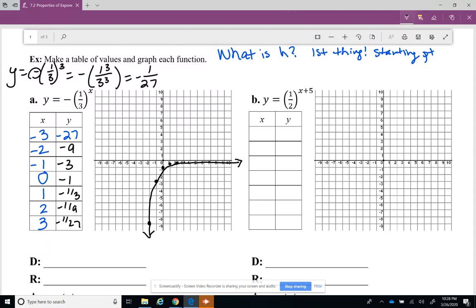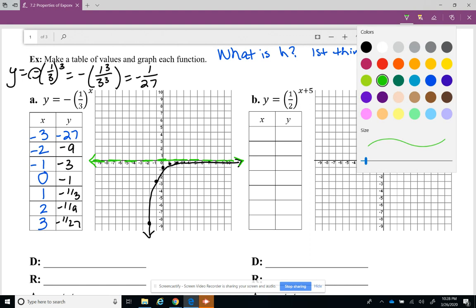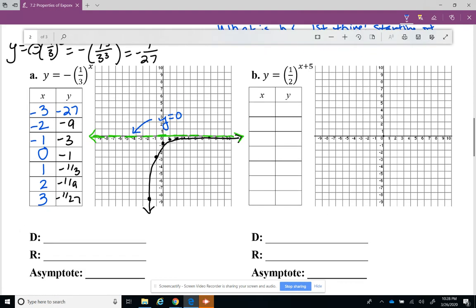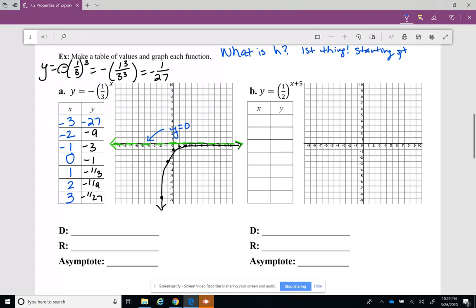Refresh your memory on the asymptote from yesterday. Get a different color, and we're going to do the green dashed asymptote. Remember, this is the line that the exponential function gets closer and closer and closer to, but never touches. Do you remember what that line was? That is y equals 0. That's what the asymptote is. If you look below the graph, you'll see where they want to know the asymptote. So that's y equals 0.